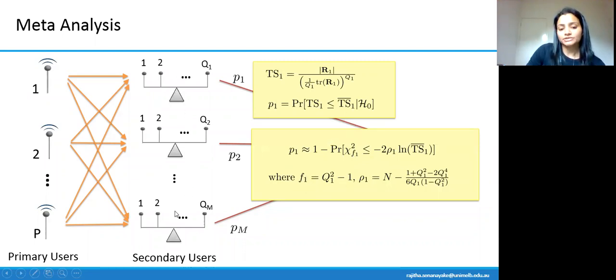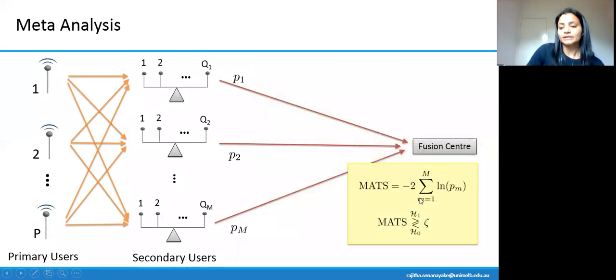So at each of these secondary user terminals, based on this received signal value, I calculate the p-values and then send them up to the fusion center. At the fusion center, I combine them all using Fisher's method and check if that is above or below a certain threshold and declare the null hypothesis or the alternative hypothesis. That is how this meta-analysis approach works. In this way, we only send one real number up to the fusion center, whereas in the previous one, we sent two real numbers.